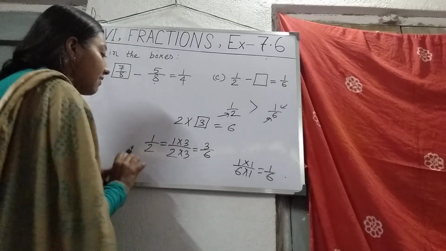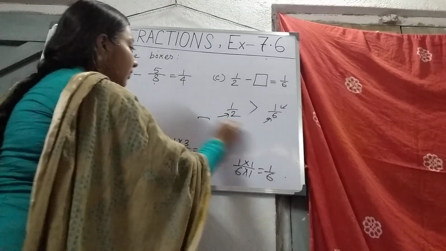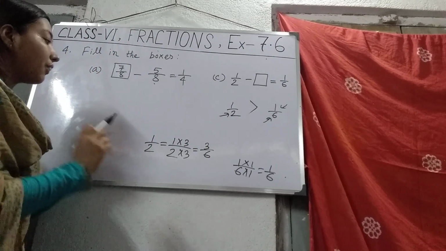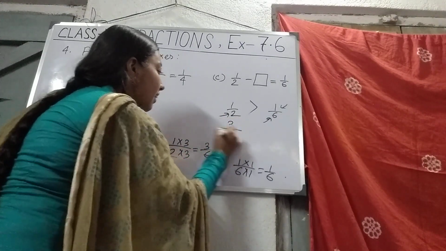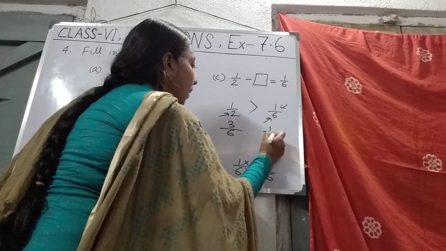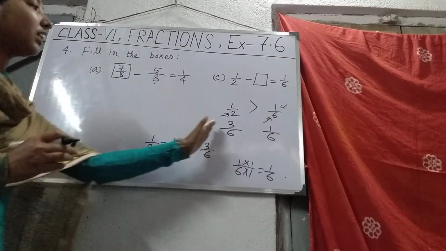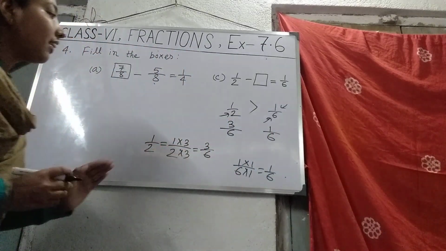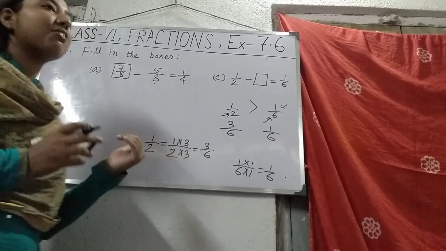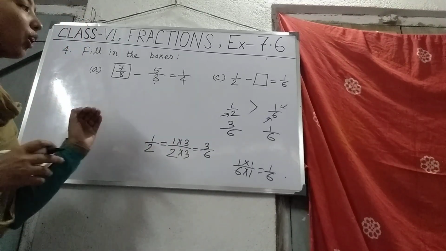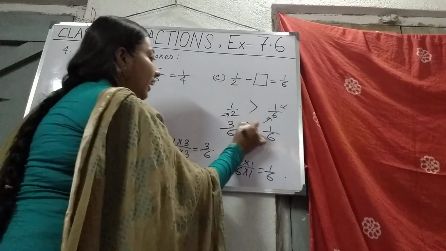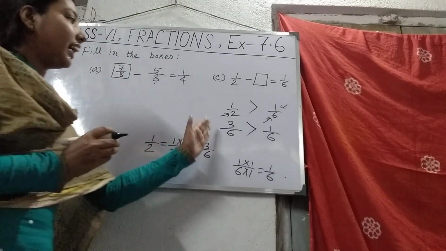The first one, I am writing again, is 1 upon 2 equal to 3 upon 6, and the second one is 1 upon 6. Here both the denominators are the same. For those whose numerator's value is greater, the fraction will also be greater. So clearly this fraction will be greater than this.